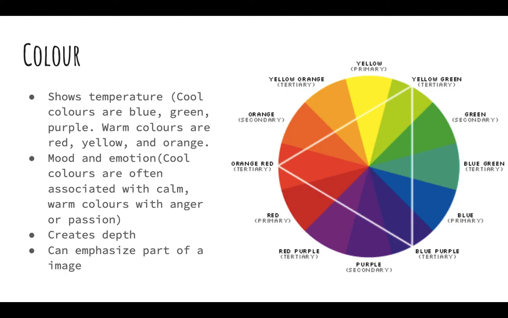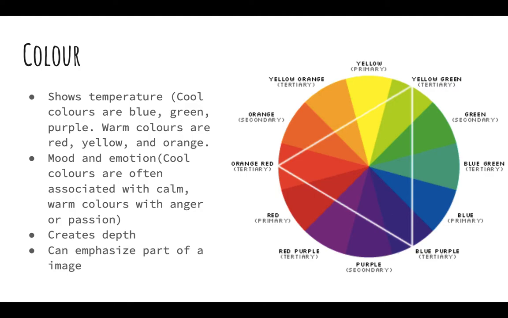Another element is color. Color can be used to show temperature. So cool colors are colors like blue, green, purple. Warm colors are red, yellow, and orange. It can also show mood. Often those cool colors we think of being calm, and warm colors we associate with anger or passion. They can create depth, and they can emphasize a part of an image. They can also just make a piece of art more interesting to look at and often pleasing, especially if you have color preferences.